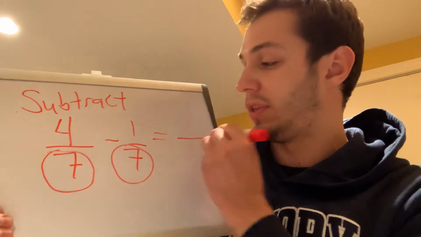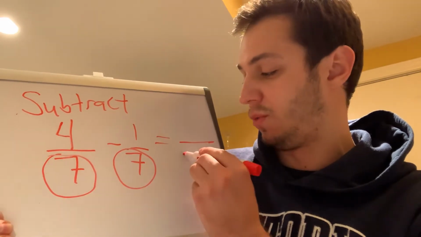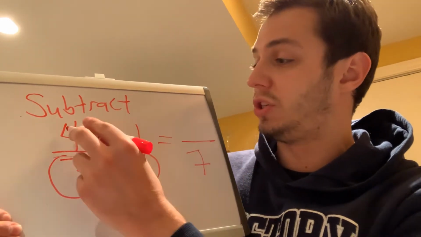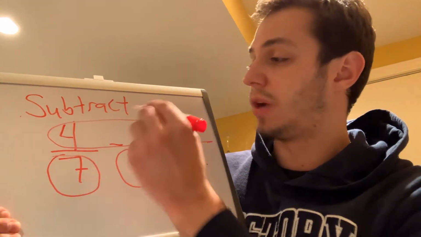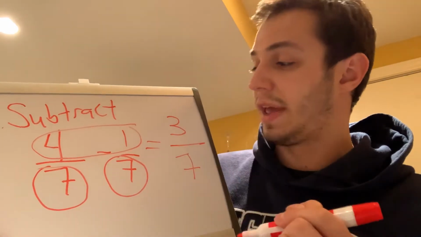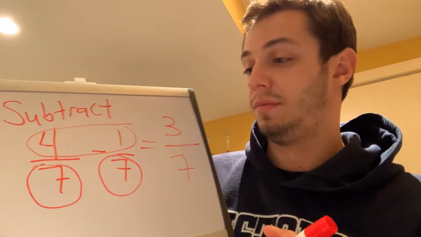My bottom number, once again, will remain the same, so it will be 7. And only the top number will change, so it'll be a simple subtraction problem. 4 minus 1 equals 3. So my answer will be 3 over 7. The only part that is different is when we are multiplying fractions. When we are multiplying fractions, our bottom numbers do not have to be the same, and our bottom and our top numbers will change.